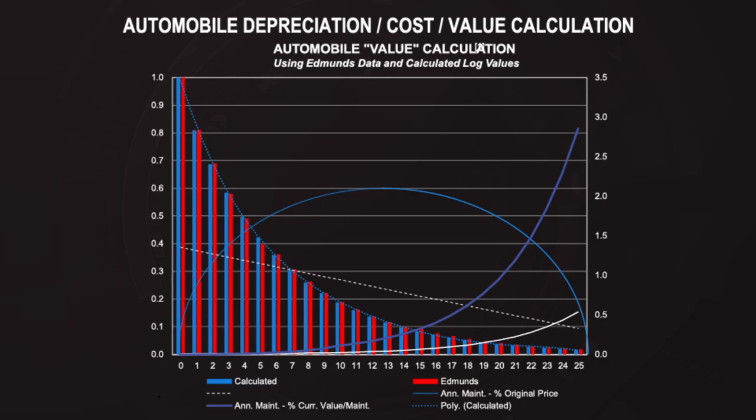Hopefully, if you don't learn anything else from this video, at least now you know the most cost-effective way to buy a car. But here's the point of the exercise. Notice that beside every red column is a blue column that represents the calculated value based on the underlying logarithmic depreciation rate, which you see as the dotted blue line.